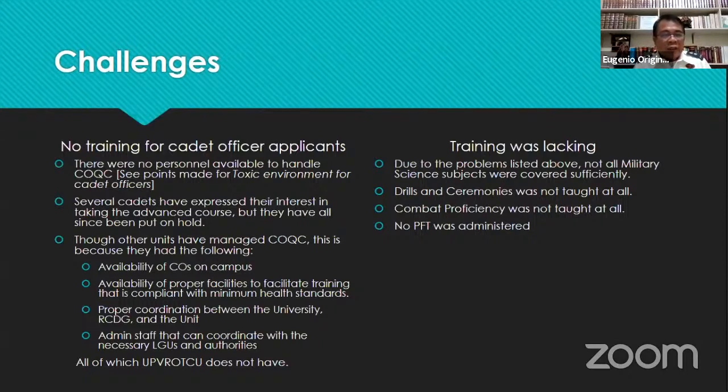This is because they had the following: availability of commanding officers on campus, availability of proper facilities to facilitate training that is compliant with minimum health standards, proper coordination between the university, RCGG, and the unit, administrative staff that can coordinate with the necessary local government units and authorities, all of which UPB ROTC does not have.